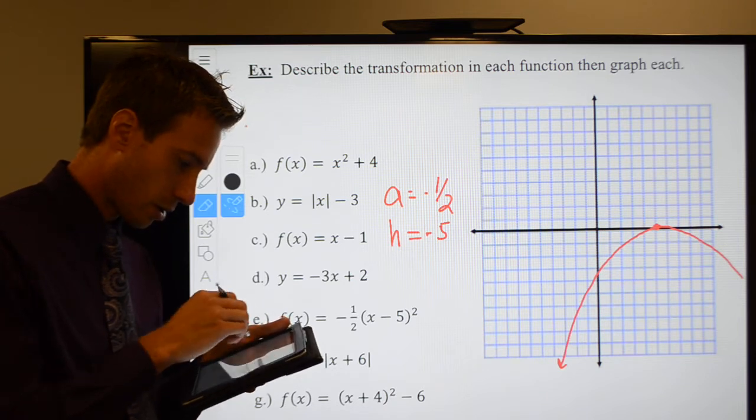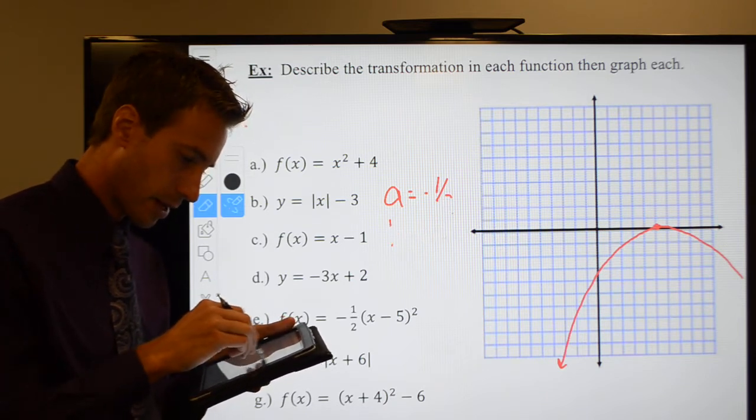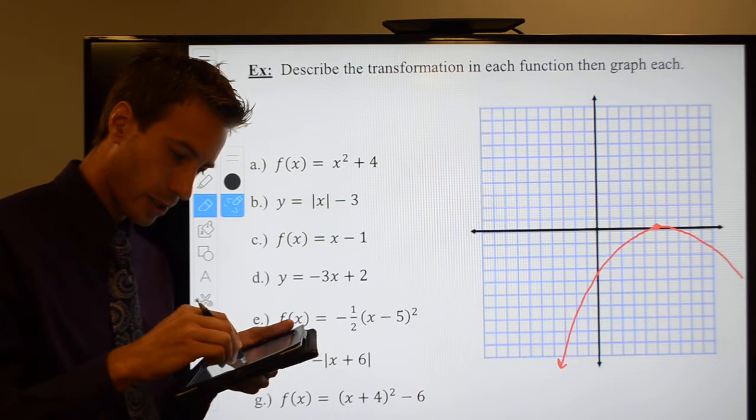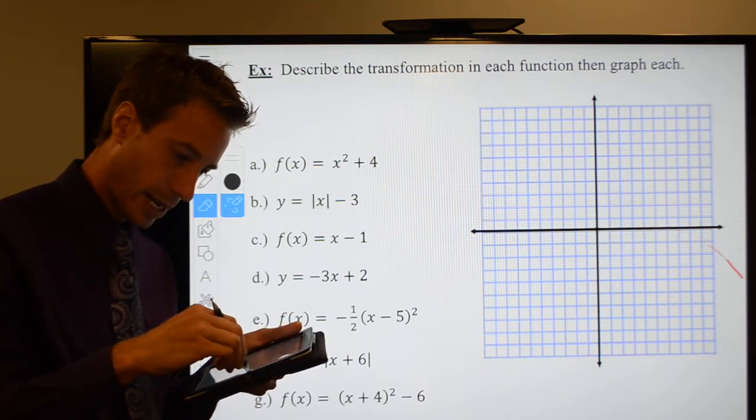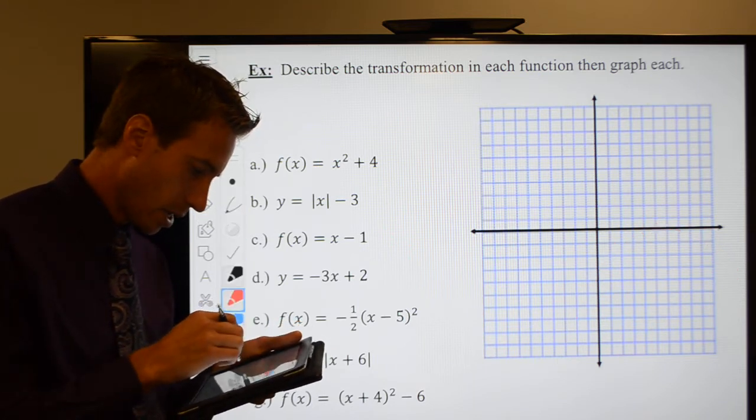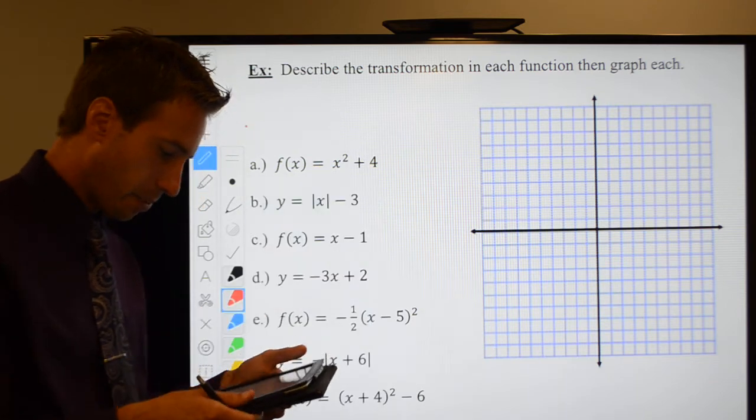Whoops. Uh-oh. There we go. My eraser wasn't working for a second, but we got it. Okay, here we go. We are plugging right along.